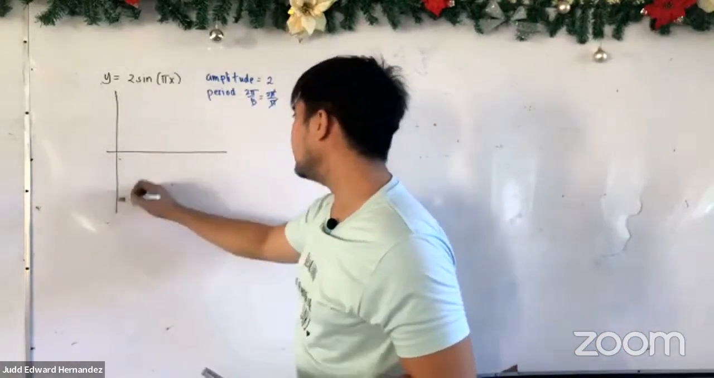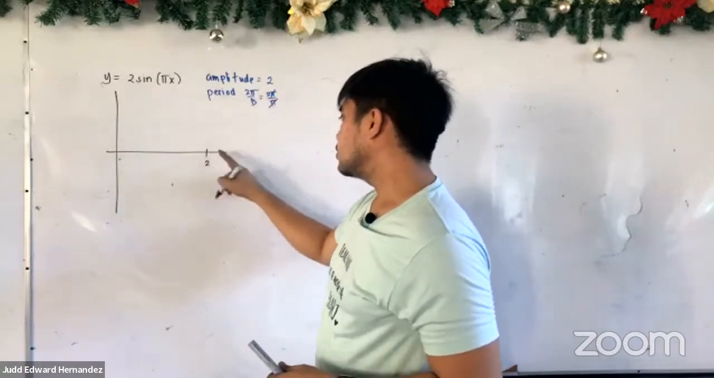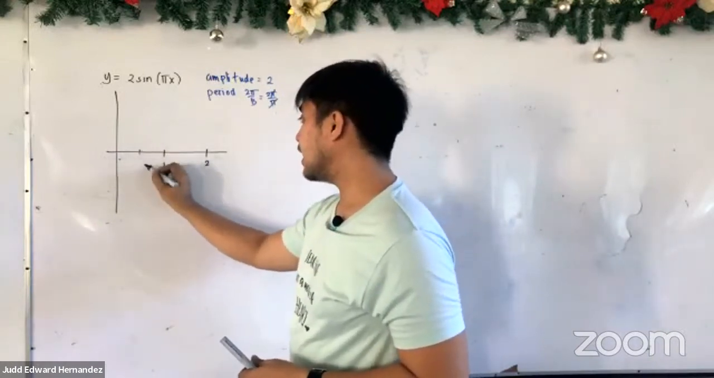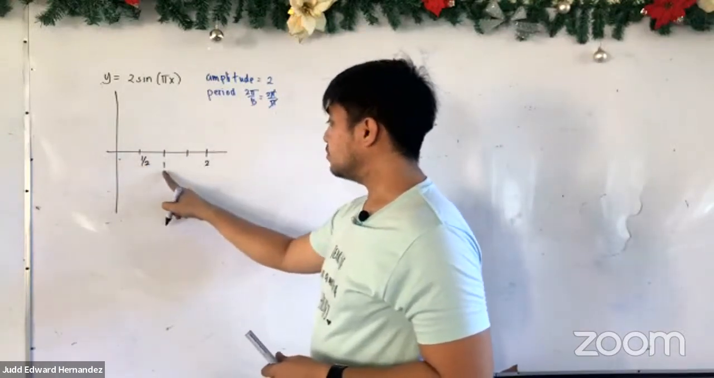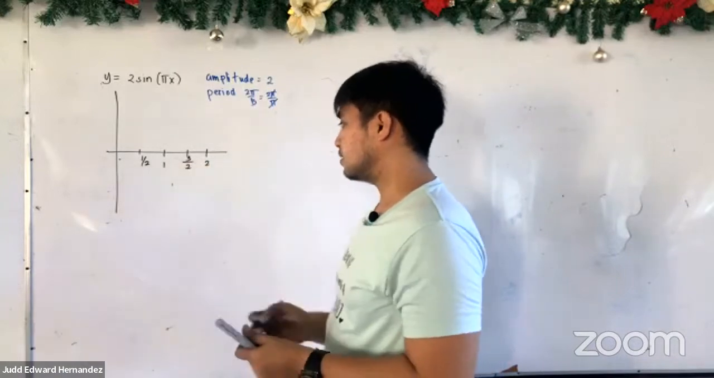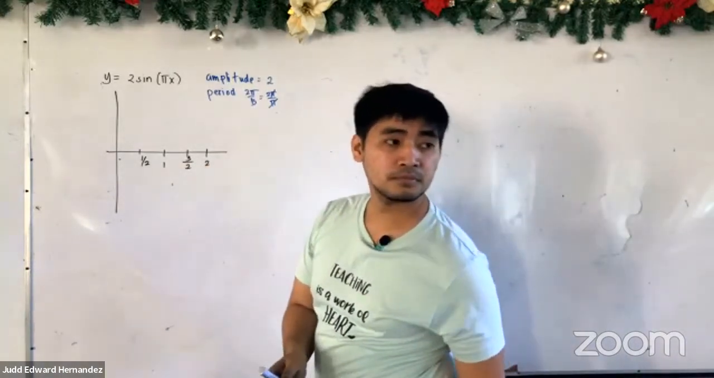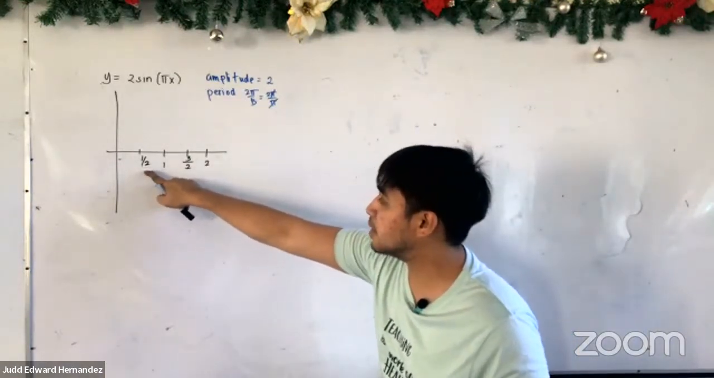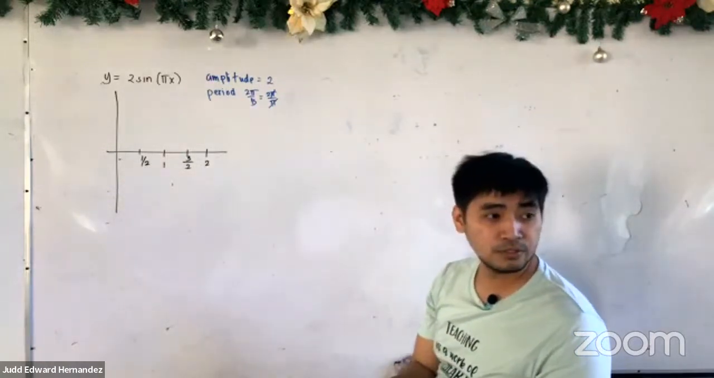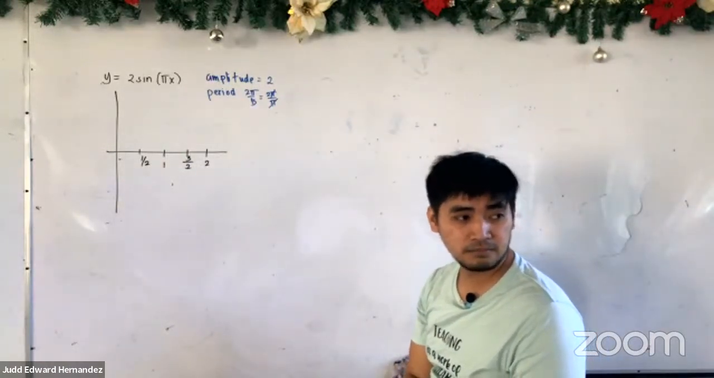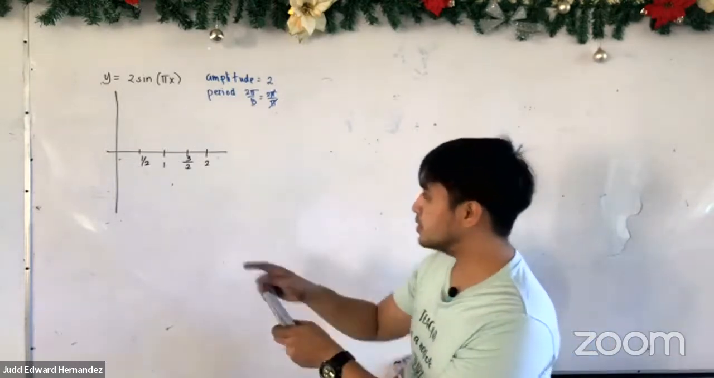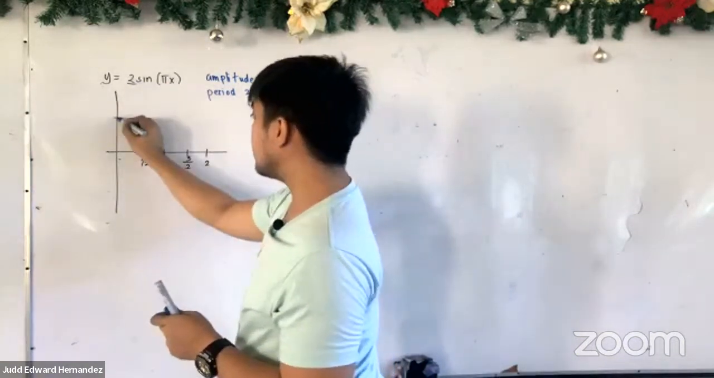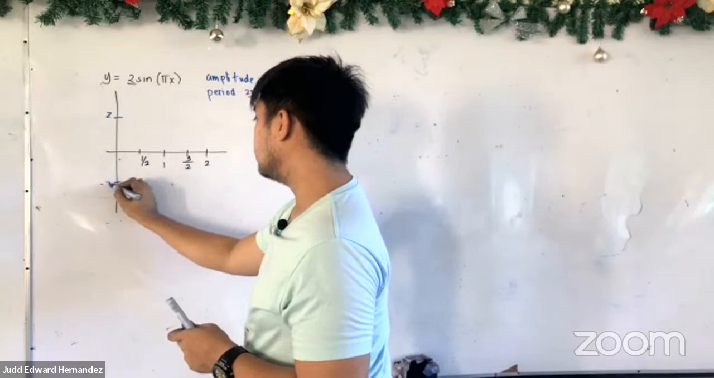So pag graph natin, unahin natin si period, we have 2. So pag graph natin siya, this becomes 2. Kalahati ni 2 is 1. Kalahati ni 1 is 1 half. Kalahati ni 1 and 2 is 3 halves. Tama po ba? Ano sabi natin dito? Pag nakuha mo yung first, i-multiply mo sa 3, kaya naging 3 over 2. Are we clear? Yes po. Tapos, dahil wala naman tayong middle line, at yung amplitude natin is 2, therefore it goes up by 2 and it goes down by 2.